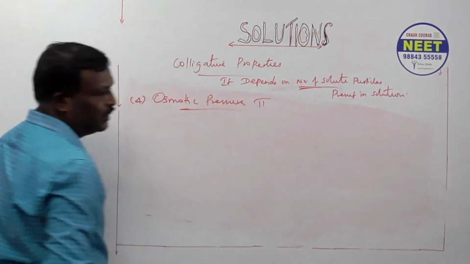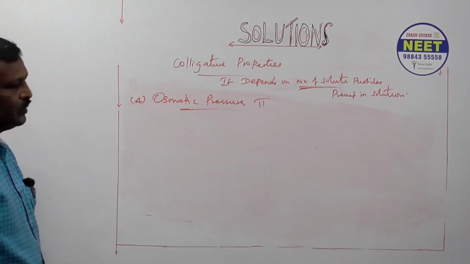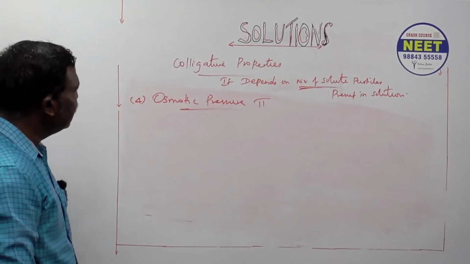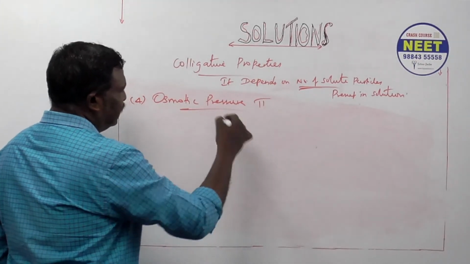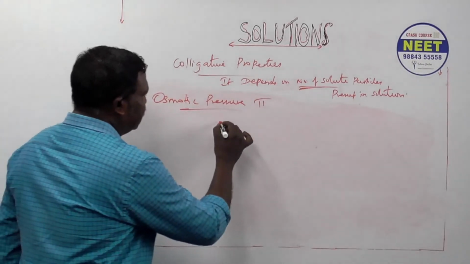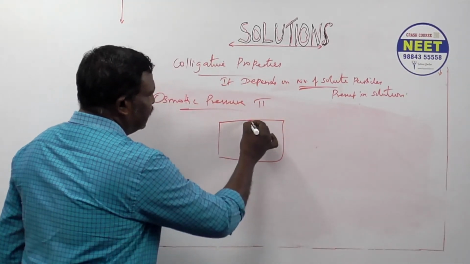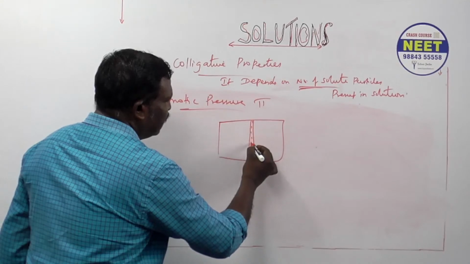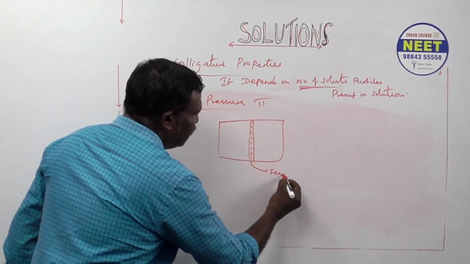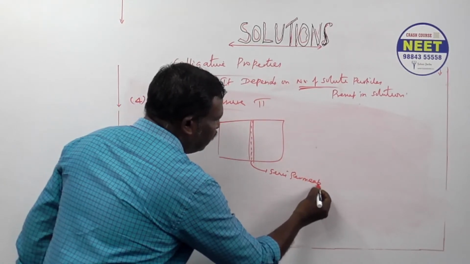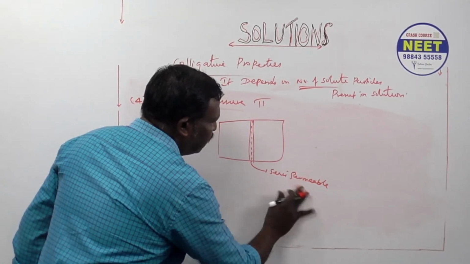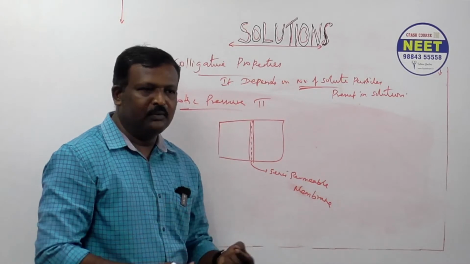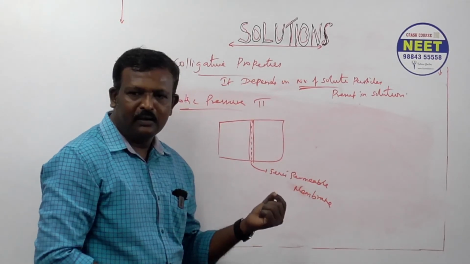That is represented by the symbol pi. See, simple one. You studied this term in biology. Suppose here I am taking one vessel. This vessel is separated by one thin membrane. That membrane is called a semi-permeable membrane. Permeable means allows. The membrane allows only smaller particles. It will not allow the bigger particles.